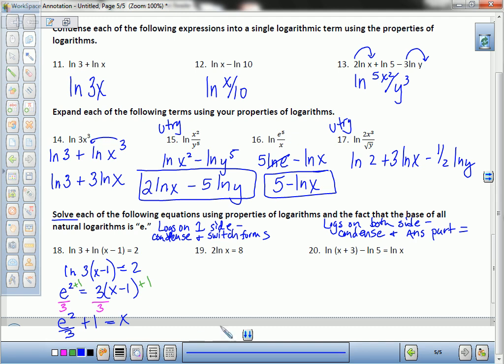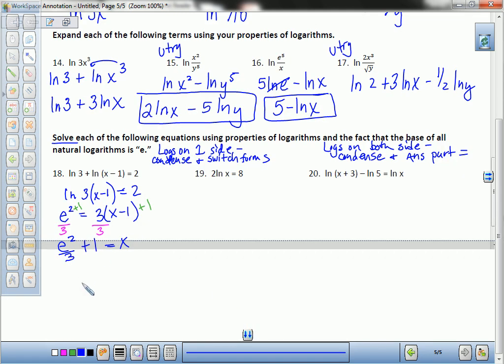Now, if you distributed the 3, you may have ended up with e squared plus 3 over 3. Is that the same thing? Yes, it is. So you would have gotten an equivalent answer, which is totally fine.